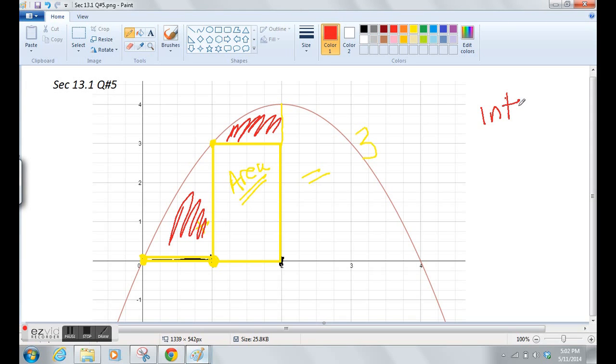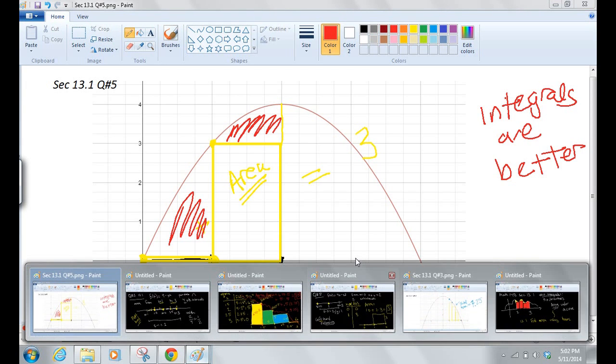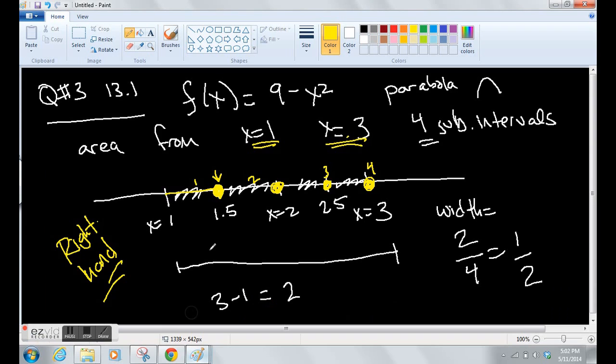So when it comes right down to it, integrals are better at estimating area. So you should be happy for that when we get to section 13.2. I don't think you're going to be that happy though. You might be. I don't know.